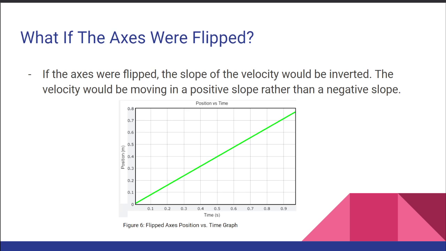The question arises, what if the axes were flipped? Well, if the axes were flipped, it's simply that the slope would flip. If we're moving in the positive x direction, then our slope is going to be moving in a positive direction. And if we're moving in a negative direction, our slope is going to be moving in a negative direction.